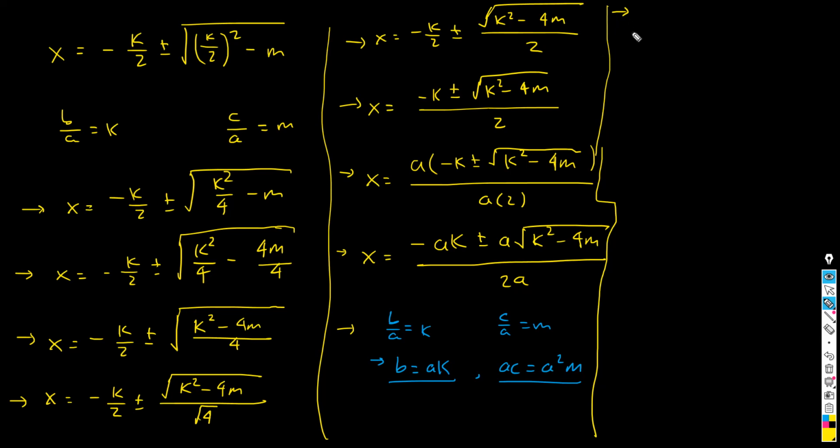Look, we have x equals minus ak. What is ak? ak is equal to b. You see? That's why I did it. So we get minus b. And then we have plus minus a.